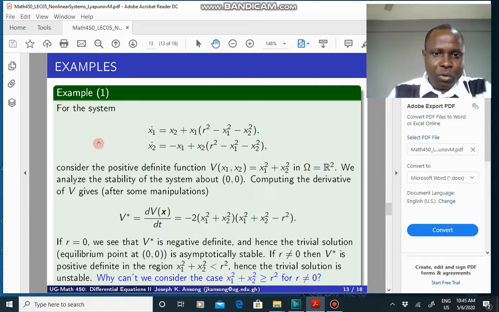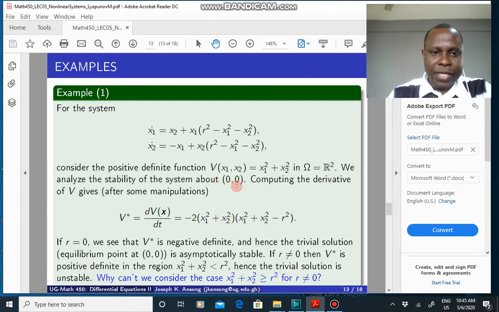So example 1 is given by this nonlinear system. You are given the Lyapunov function v, which is equal to x1 squared plus x2 squared. Now we know that (0, 0) is an equilibrium point of this. If I plug in (0, 0), the right-hand side is 0 here, and 0 here as well. So this is the equilibrium point. The question is, using this Lyapunov function, can we determine the stability of this equilibrium point?